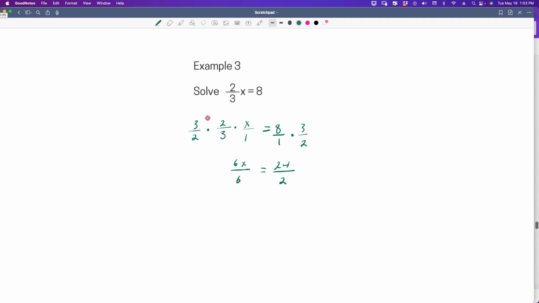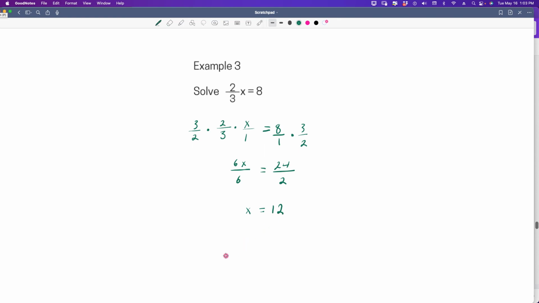So you see that 3 times 2 times x, that's 6x, and 2 times 3 times 1, that's 6. So 6x, 6 divided by 6 is 1. So I get 1x here. And then I get 24 divided by 2, which is 12 here.